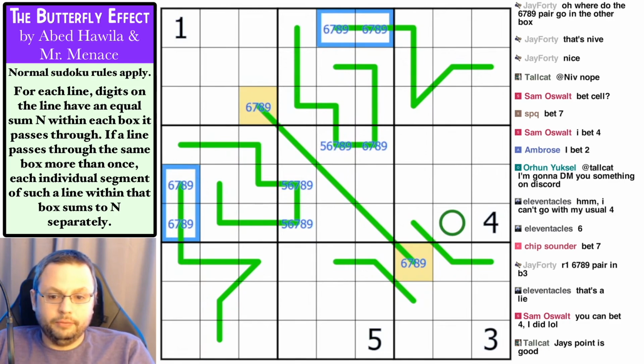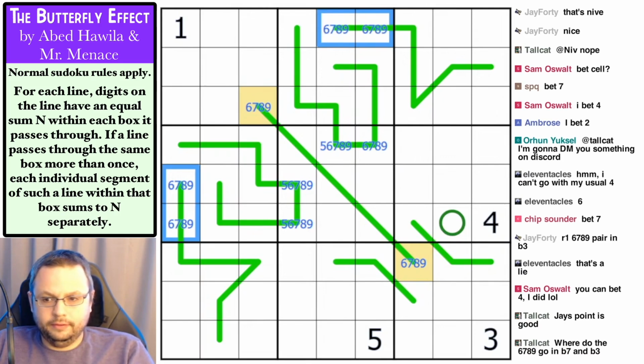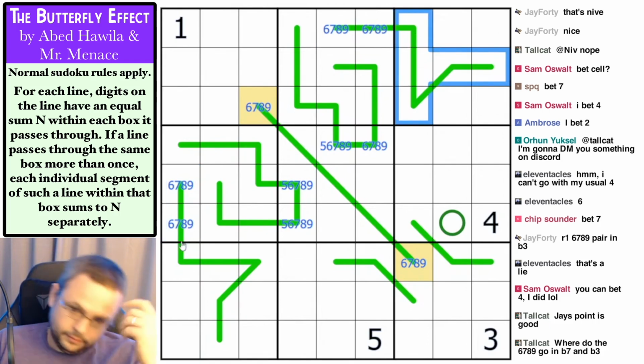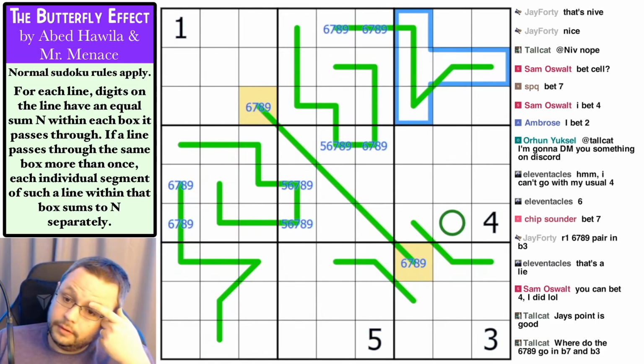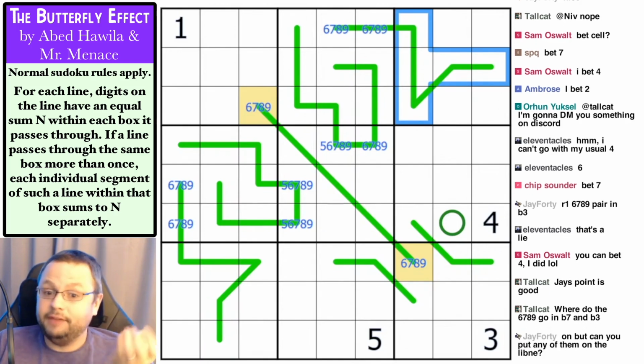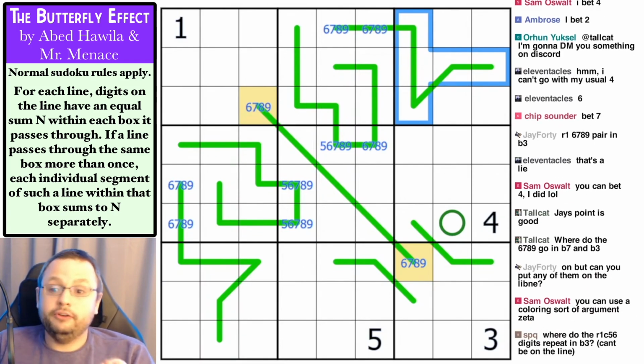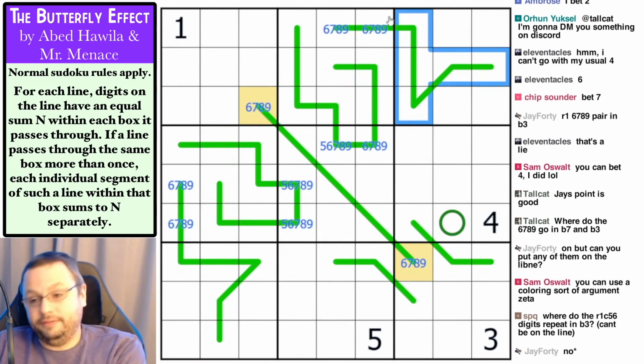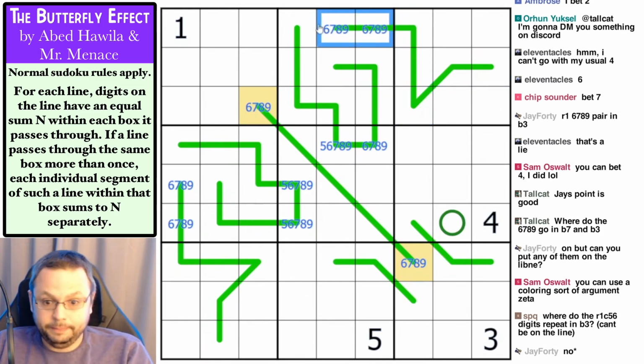Let's see. Oh, Jay has a point. Row 1, 6, 7, 8, 9 pair in box 3. Go in box 3 and 7. I don't know the sum is 15. I want to prove the sum is 15, but I definitely don't know the sum is 15. I'm pretty sure the sum is 15, because if it's not 15, its only option is that it's 17.